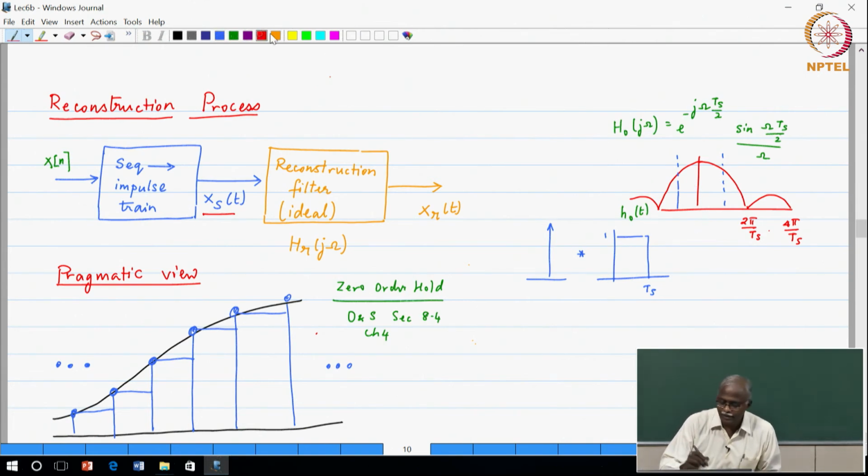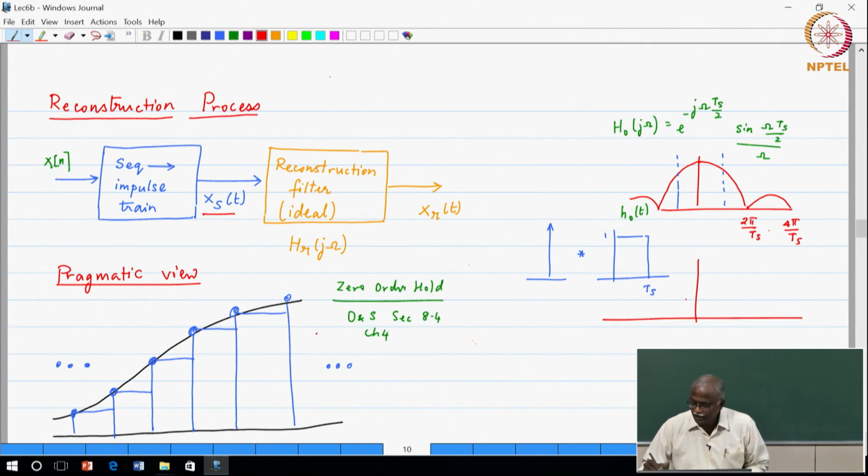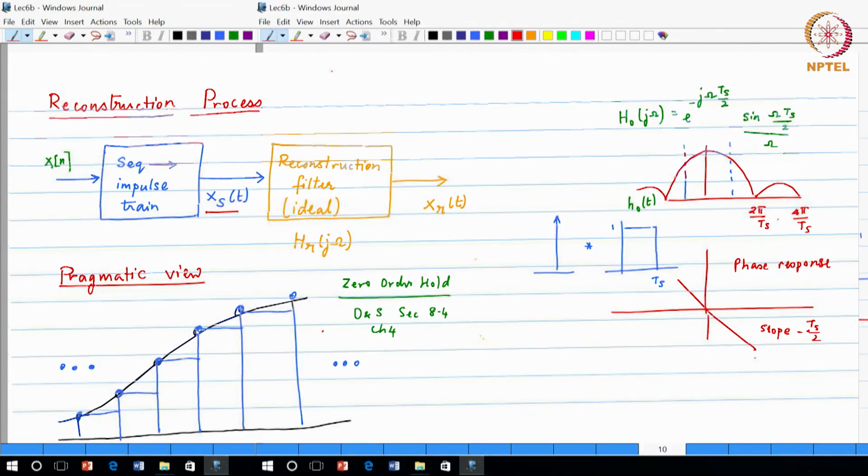Another factor to note is the phase response, which is minus j omega Ts by 2. That means it has linear phase with a slope of minus Ts by 2. So this is the phase response. The other one is the magnitude response.